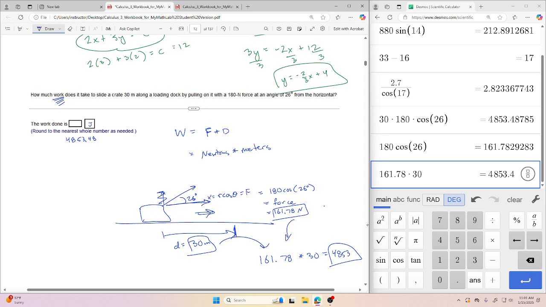All right, so what did I learn from this? What did Chad learn from this? Chad learned that when it says distance, you just plug it in. The 30 meters is a distance. Bam, 30, done. But the force, we still have to find the x component. Yes, just the x component there.